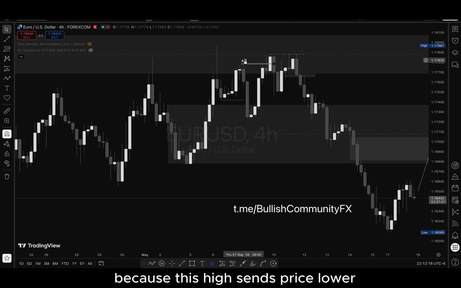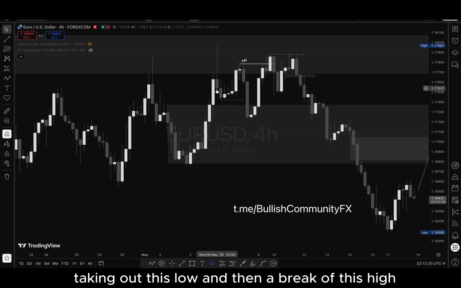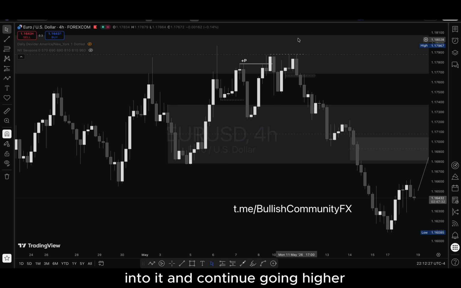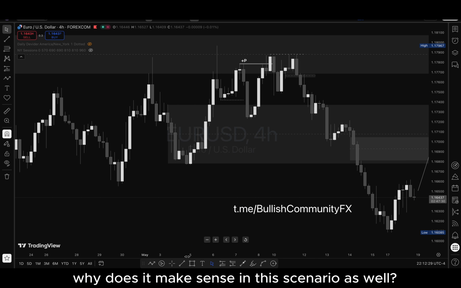Why is this a pivot? Because this high sends price lower, taking out this low, and then a break of this high makes this place a bullish pivot. I want to see price come back into it and continue going higher. Why does it make sense in this scenario as well?